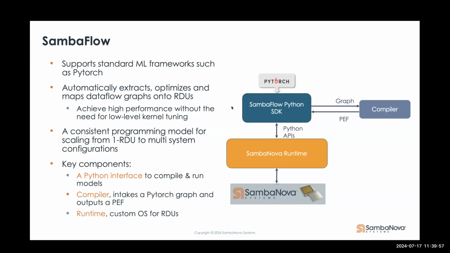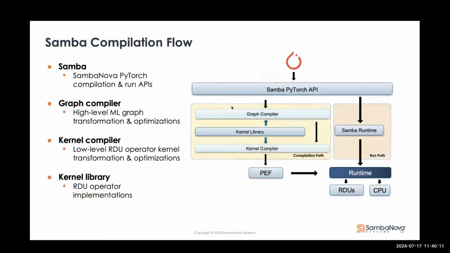So SambaFlow is the software stack that extracts the graphs, as I mentioned, and then optimizes them for the RDU. So there are key components: there's a compiler in there, there's runtime in there, there are templates in there. The compilation flow is where you take PyTorch and, through an API, convert it through our own framework that we call Samba. Underneath that is a graph compiler and a kernel compiler that works off of that graph, and then later decomposes that into various templates and puts the optimized templates together. So that's the basic architecture around the compiler.